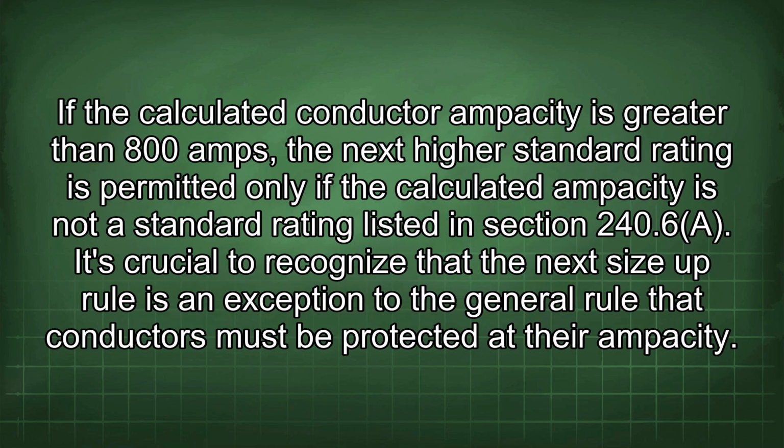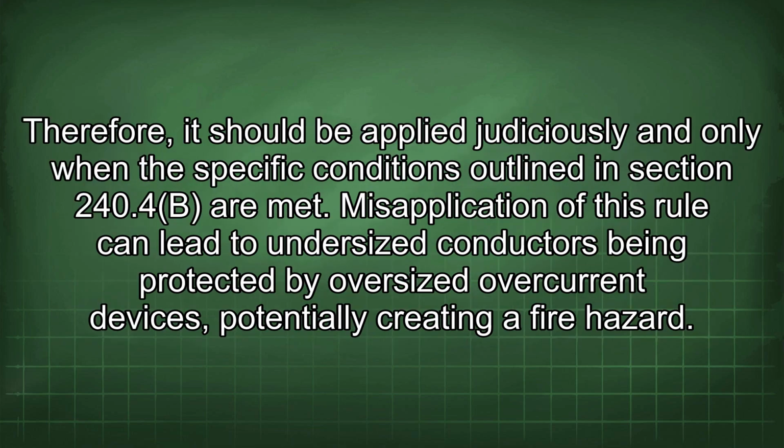If the calculated conductor ampacity is greater than 800 amps, the next higher standard rating is permitted only if the calculated ampacity is not a standard rating listed in section 240.6(A). It's crucial to recognize that the next size up rule is an exception to the general rule that conductors must be protected at their ampacity. Therefore, it should be applied judiciously and only when the specific conditions outlined in section 240.4(B) are met.